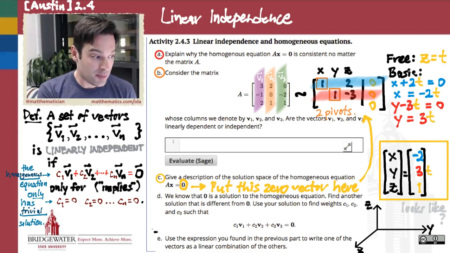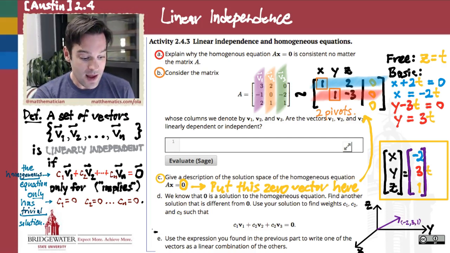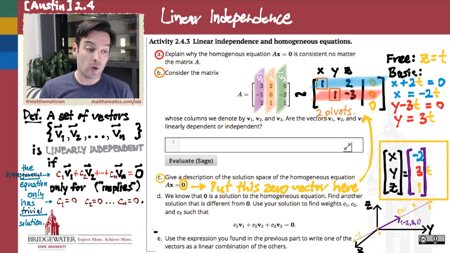Right, if I plot the vector (-2, 3, 1) inside of 3-space, and then I think about what's going to happen when I multiply that vector by an arbitrary real number t, well, that's just going to scale my vector, either in a parallel fashion if t is positive, or in an anti-parallel fashion for all the negative t. As t ranges over all the real numbers, I'm going to get a whole line's worth of solutions.